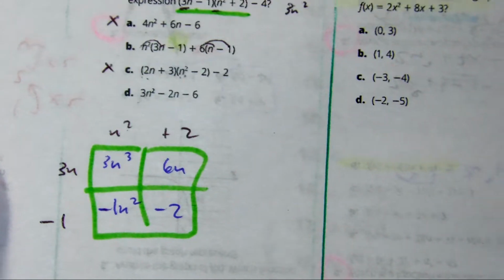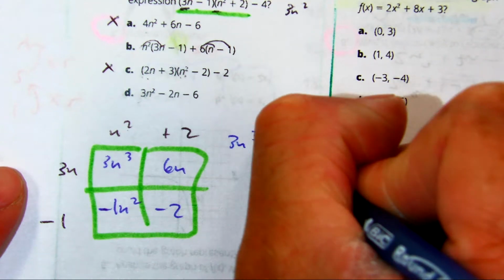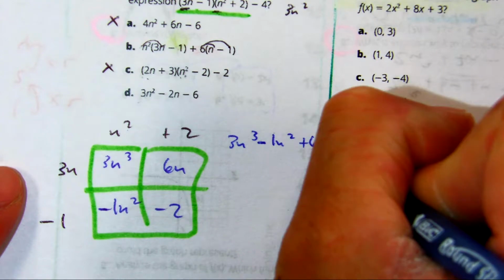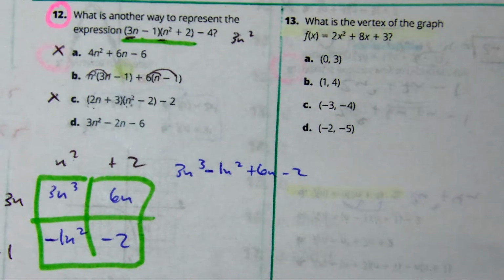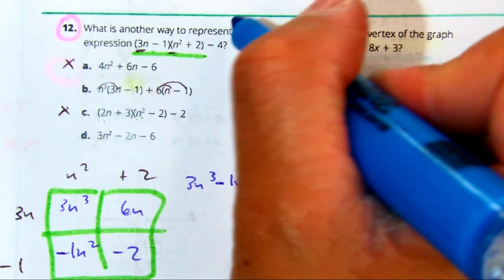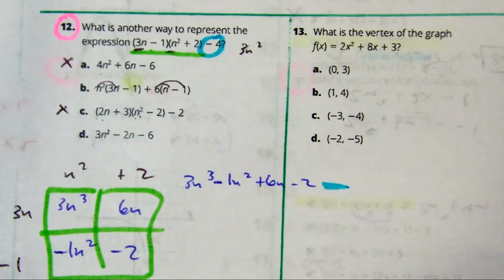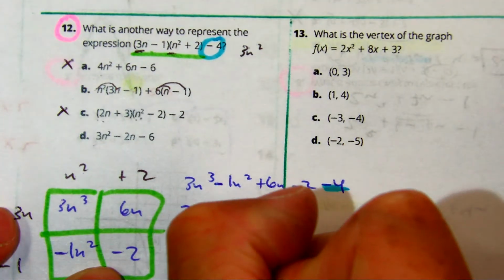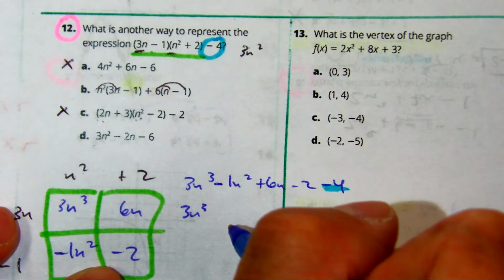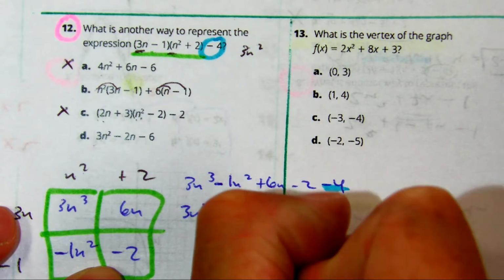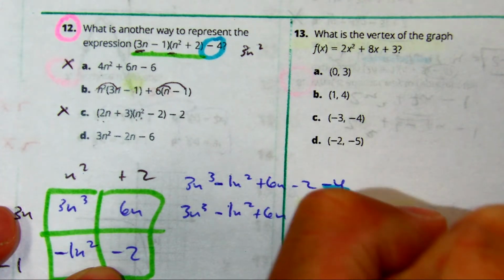This would give me an answer of 3n cubed minus 1n squared plus 6n minus 2. Now, a common mistake is to forget this small little piece right here, this minus 4. So don't forget the minus 4. 3n cubed, oh, I made a mistake. I see my mistake. Minus n squared plus 6n minus 6.